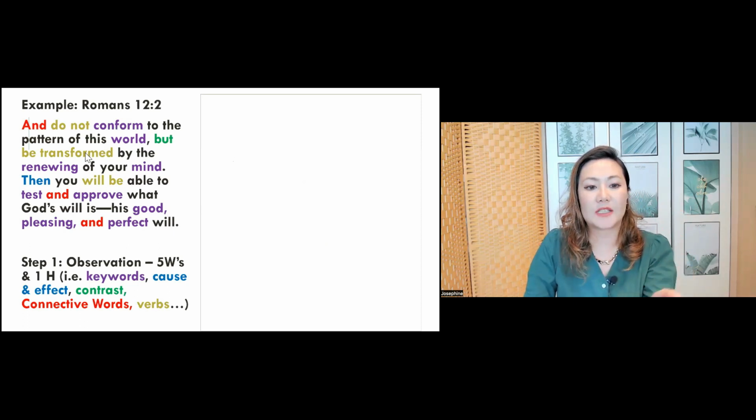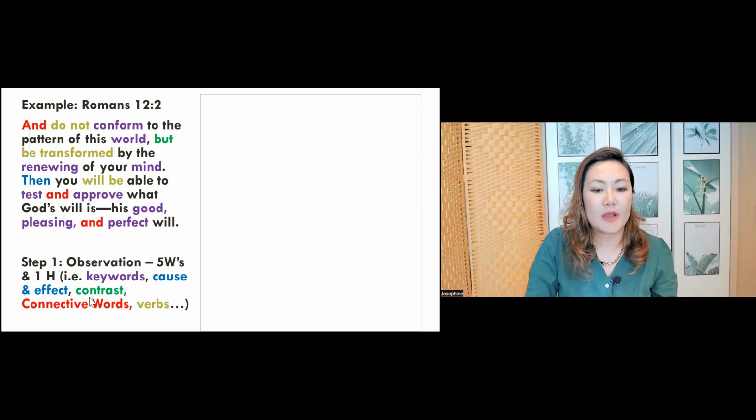Conform, world, transformed, because I have to use it for the verb as well, so I don't know what color to put. But transform is also a keyword. And renew your mind, and test, approve, and good and pleasing perfect will. So cause and effect I have done, right? You know, this comparing the contrast and, I mean, the cause and effect.